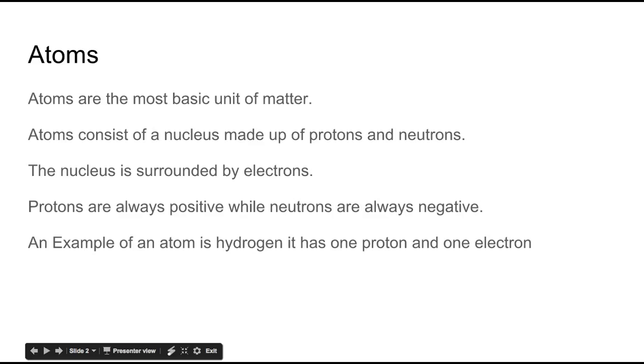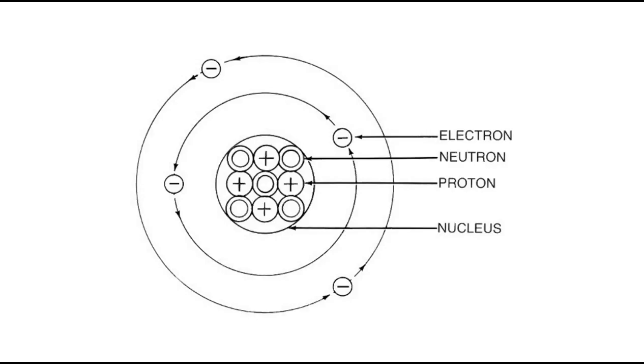Atoms are the most basic unit of matter. The nucleus is made up of protons and neutrons, which are densely packed. The nucleus is surrounded by electrons. Protons are positive, while neutrons are always negative. An example of an atom is hydrogen. It has one proton and one electron. This is an example of an atom.